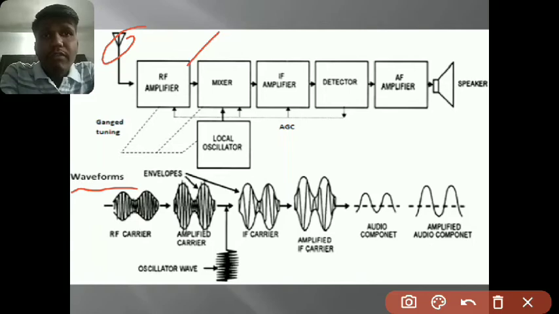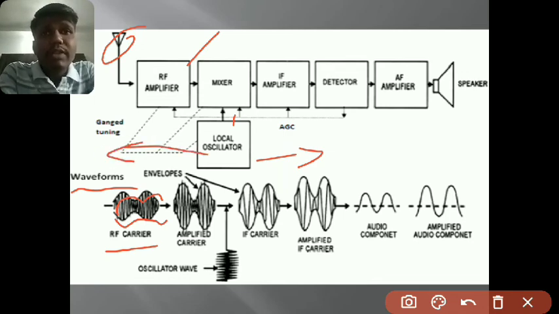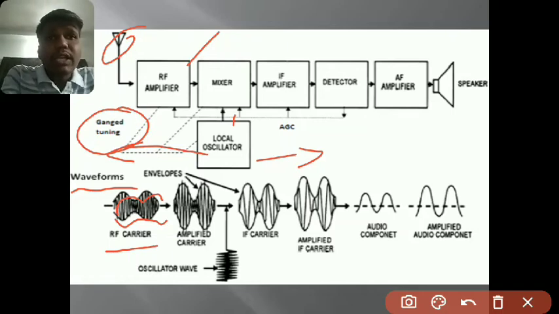See the waveform of the super heterodyne RF carrier: the modulated wave carries the envelope, that is, the positive and negative sides of the 180 degree waveform. And the second one, the amplified carrier, involves the local oscillator and the mixer. The local oscillator, the mixer and the RF amplifier are combined, and that is known as ganged tuning. We have to define ganged tuning, that wave which is the amplified carrier.